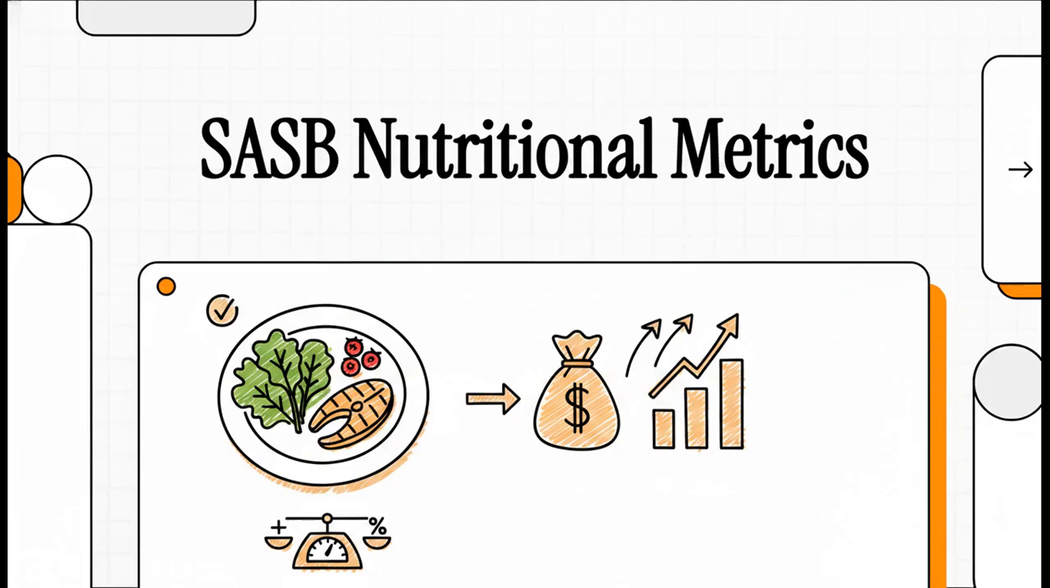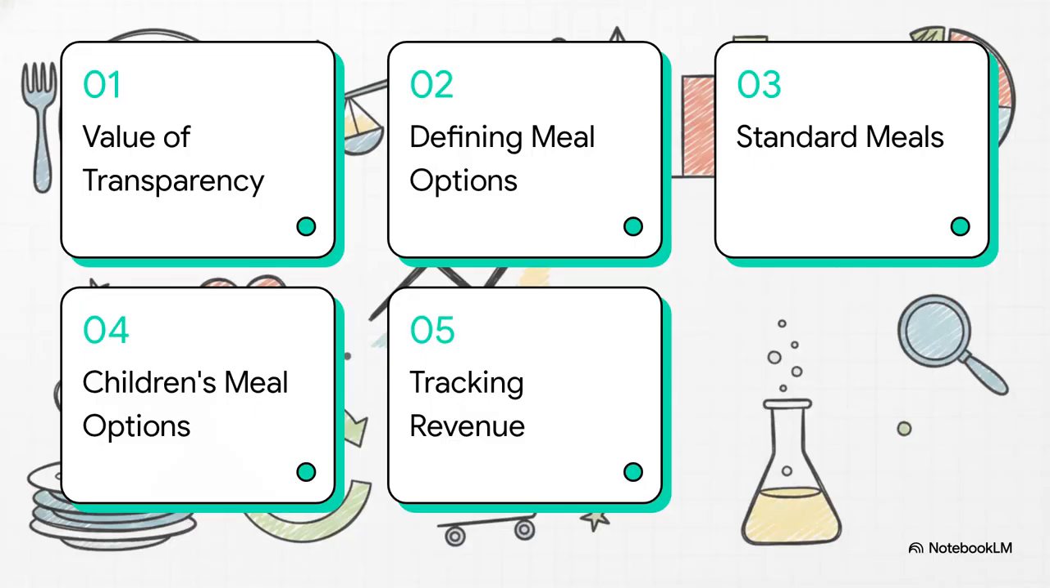We are going to decode the exact methodology for calculating the percentage of standard and children's meal options that meet dietary guidelines. And, just as importantly, we'll figure out how to track the actual revenue generated from those specific options. Okay, let's take a quick look at our compliance blueprint for today. We'll start with the value of nutritional transparency, then we'll define exactly what a meal option is before calculating standard meal percentages. After that, we'll assess children's meal options and wrap it all up with tracking nutritional revenue.